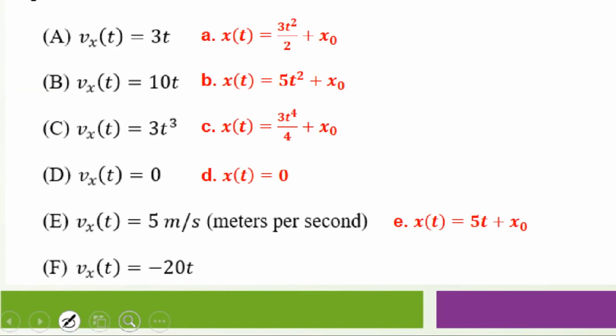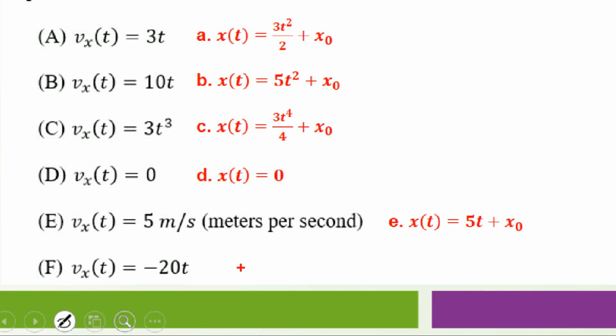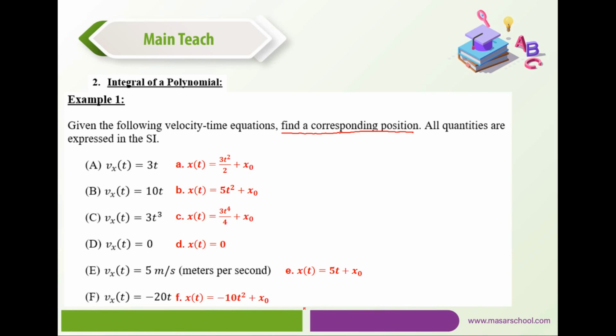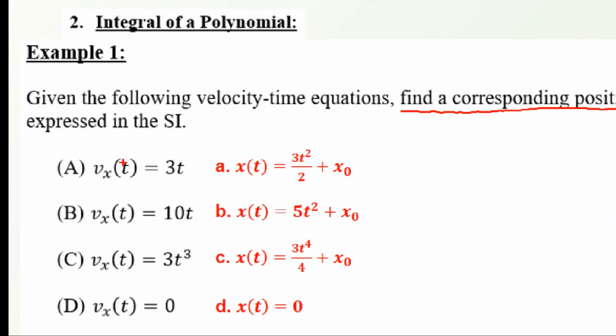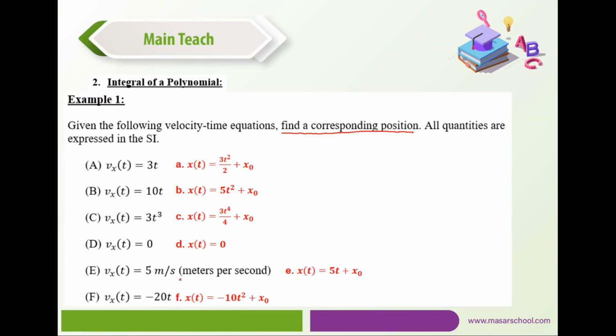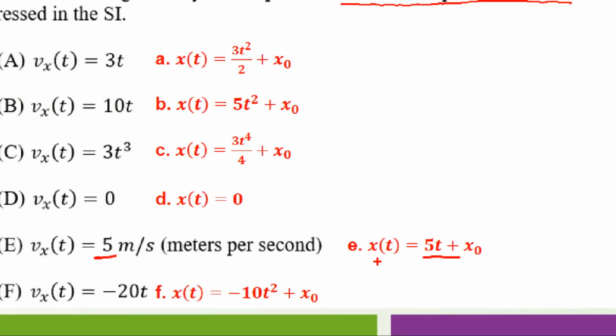And for part F, that would be negative 20 times the integral of t dt, and that would be negative 20t squared over 2 plus x0. We can divide by 2, and that would be negative 10t squared plus x0. And as you can notice, the integral increases the power, so linear becomes quadratic, cubic becomes quartic, 0 would remain 0, constant would become linear.